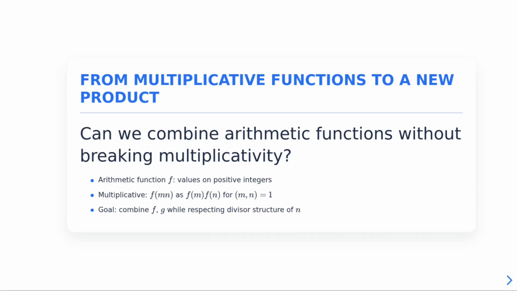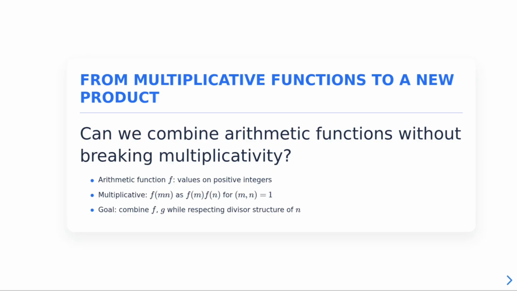Last time we met multiplicative arithmetic functions, like the constant 1 function or the totient. These assign a value to each positive integer, and when two numbers are coprime, the value at their product is the product of the individual values. Today, we ask a new question. Is there a natural way to multiply entire functions together, not just their values as single numbers, in a way that respects this multiplicative structure?